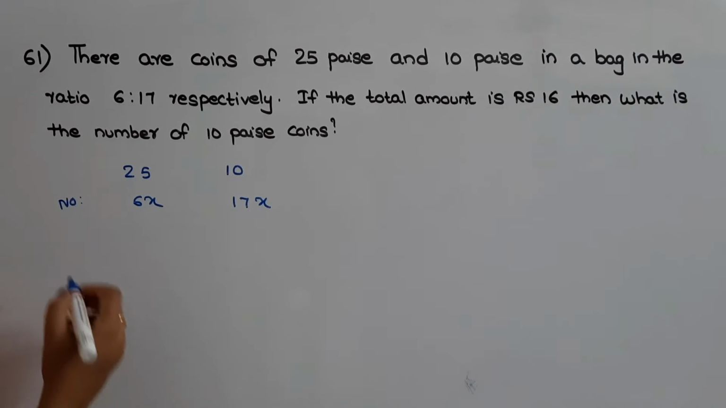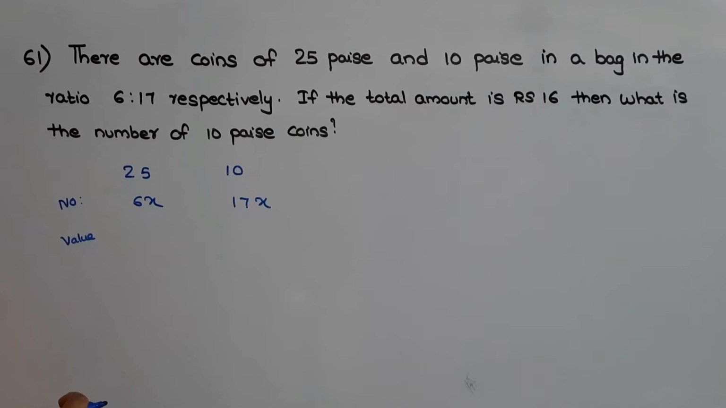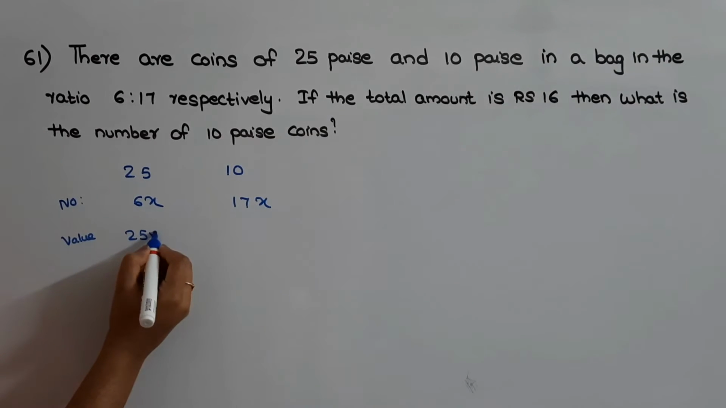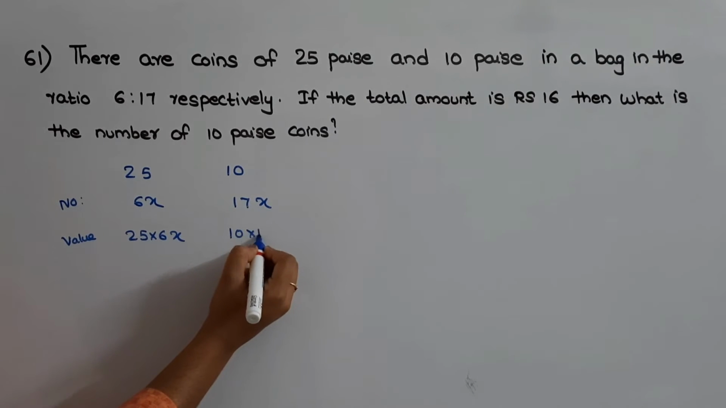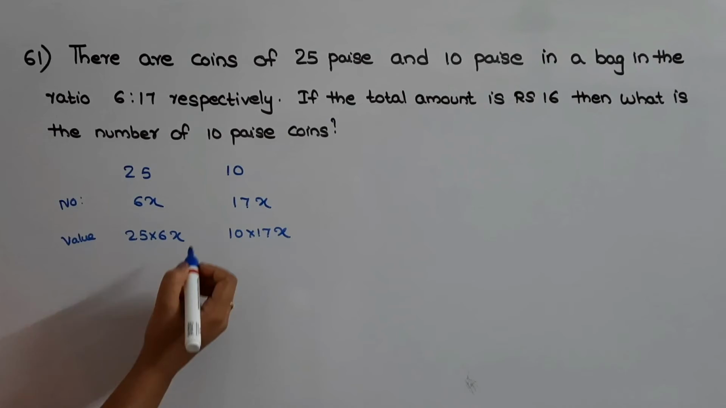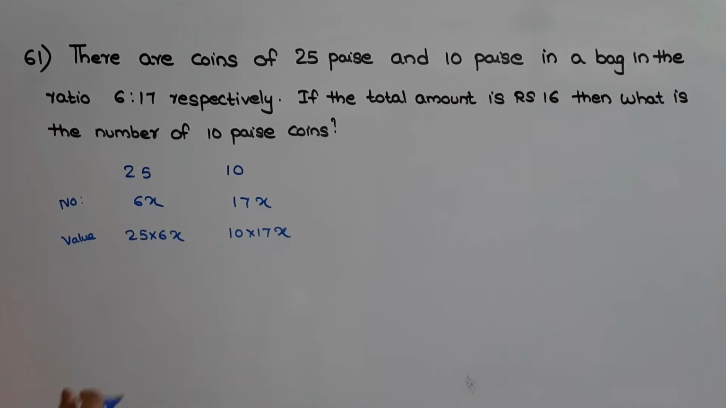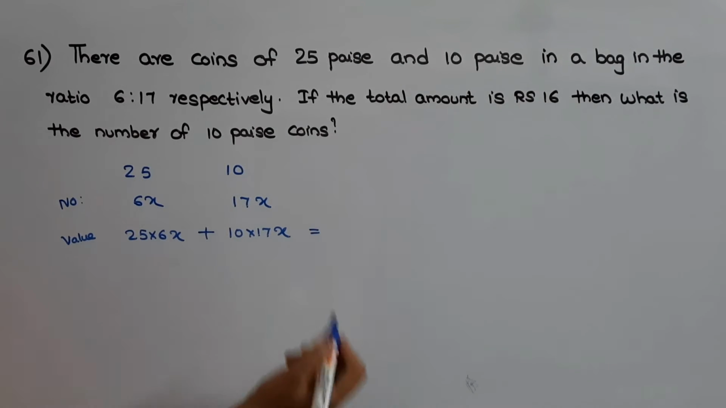Okay. So let us consider that there are 6x 25 paise coins and 17x 10 paise coins. Okay. So then what will be the value? The value of 25 paise coins will be equal to 25 into 6x. And the value of 10 paise coins will be 10 into 17x. So in the question the total amount is given as rupees 16. So the total of this value is given as rupees 16.